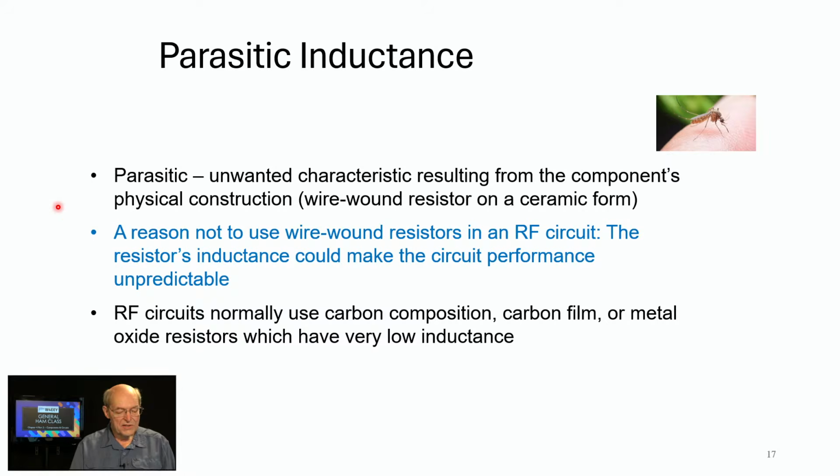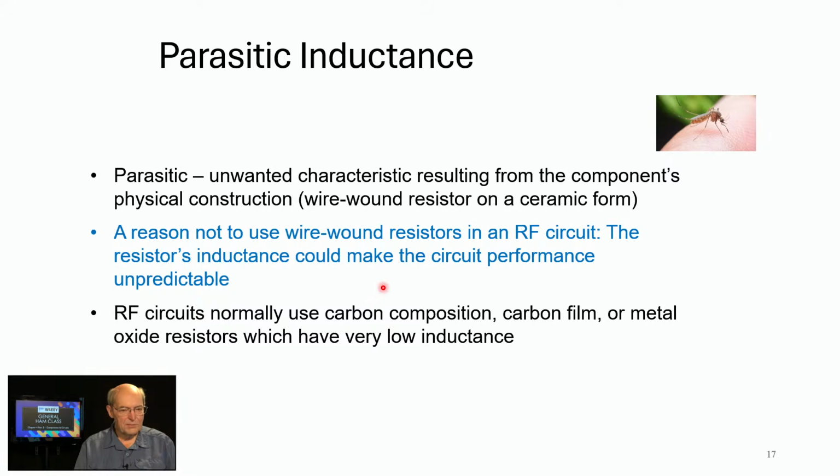So parasitic is an unwanted characteristic resulting from the component's physical construction. And in this case, we're talking about a wire-wound resistor on a ceramic form. Nichrome wire is wire that has a certain amount of resistance per inch. So if you wrap enough of that wire around a ceramic form, you can make a resistor of different values, depending upon how much wire is on it.